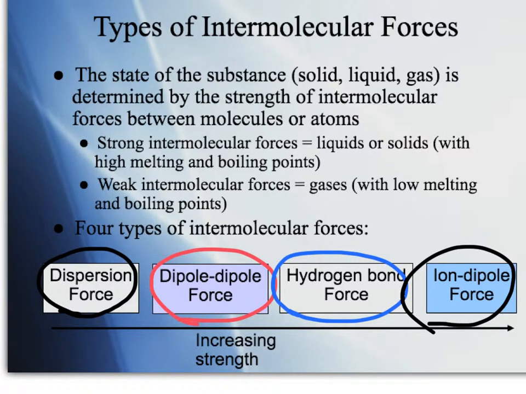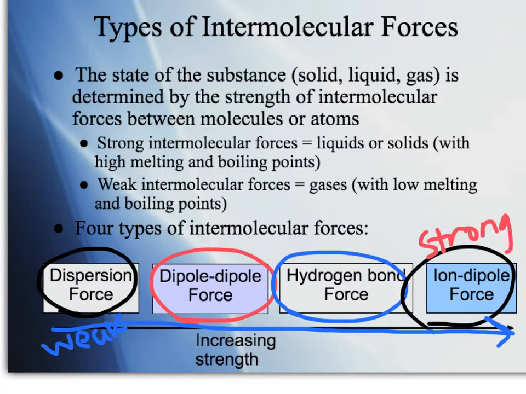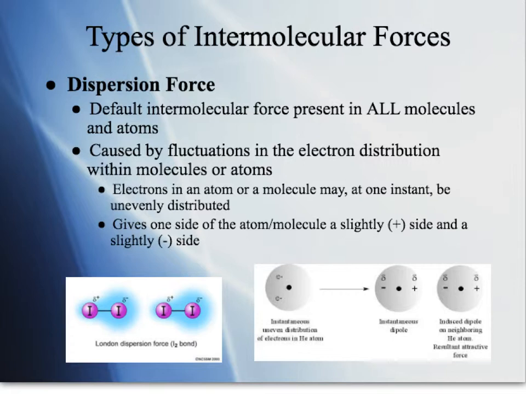All right, so let's take a look. First, you can see that as we go from left to right, the strength of the forces increases. So the dispersion force is the weakest, and the ion dipole is the strongest. Let's take a look at each in its own section. We will start with the weakest.